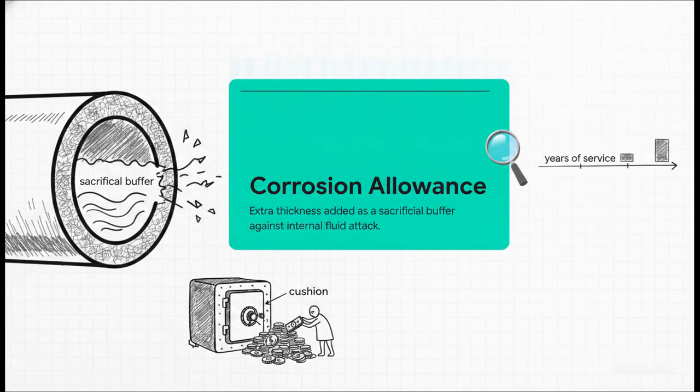We counter that invisible thief with the corrosion allowance. This is extra deliberate thickness that you add right on top of your calculated required thickness. Think of it like a savings account cushion. It gets slowly, gradually withdrawn over years of service. The fluid might corrode or erode the inside of the pipe over the decades, but because you provided this sacrificial buffer up front, the pipe loses thickness without ever compromising the structural integrity it needs to actually hold the pressure.